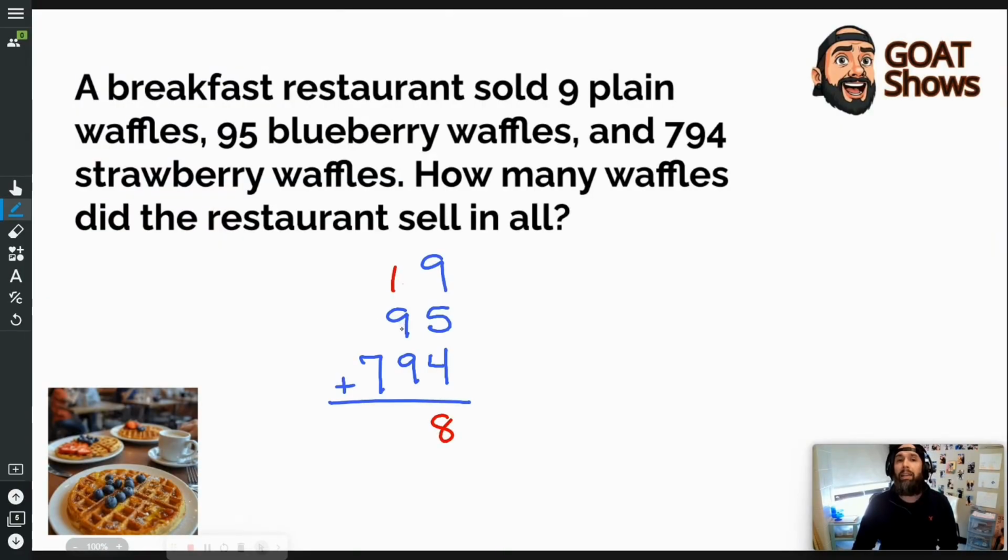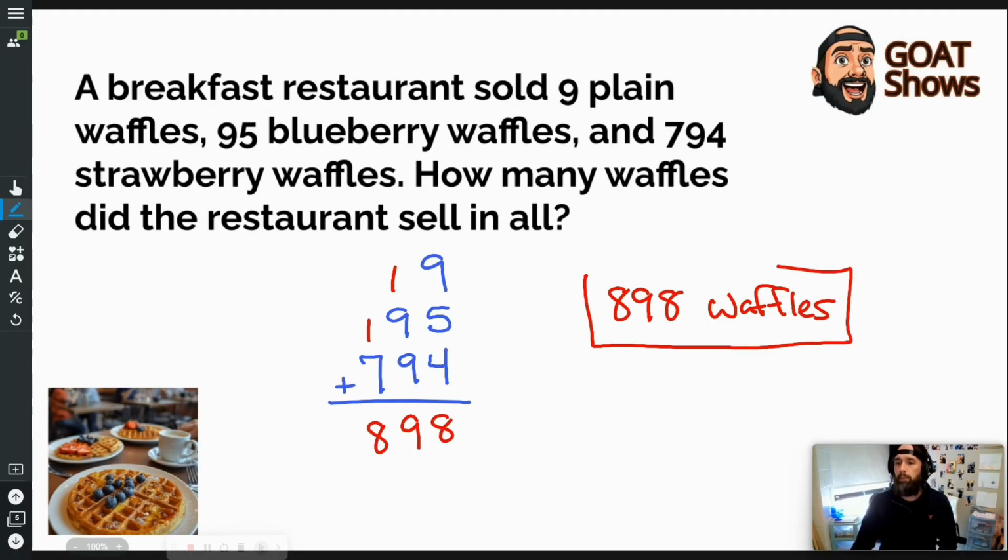1 plus 9 is 10. 10 plus 9 is 19. Write out your 9, carry the 1. 1 plus 7 is 8. So, how many waffles did the restaurant sell in all? 898 waffles.